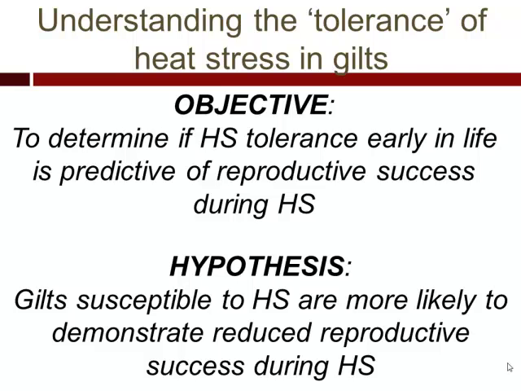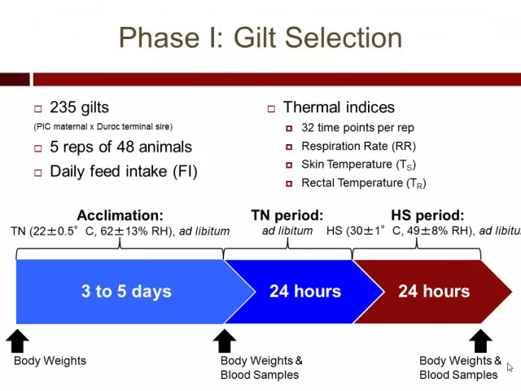And I think one thing that you'll see is that we're kind of changing how we refer to tolerance and susceptibility to heat stress after we did this study. This part of the project was done in 2 phases. The first phase, we took about 235 gilts. We had to do this in 5 replications because of the facilities that we were working in, that we could use about 48 animals at a time. We brought them in, we acclimated them, we went through a thermal neutral period of 24 hours and the heat stress period of 24 hours, and we recorded daily feed intake and body weight.